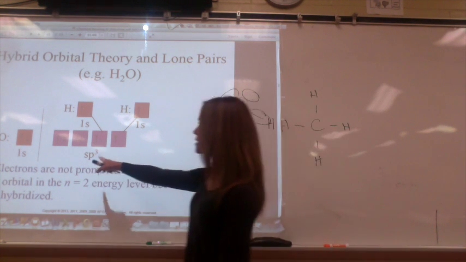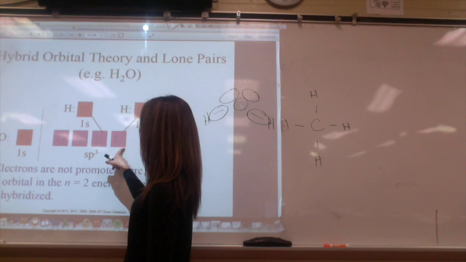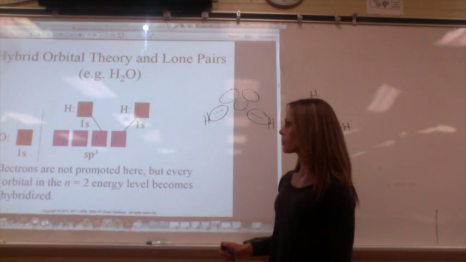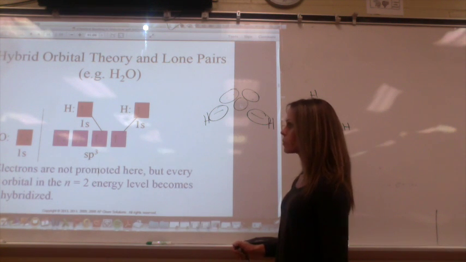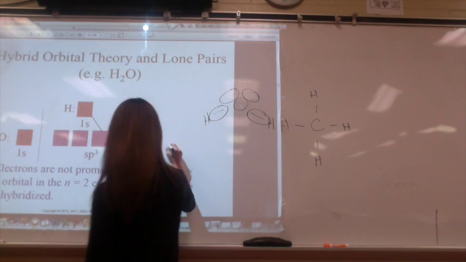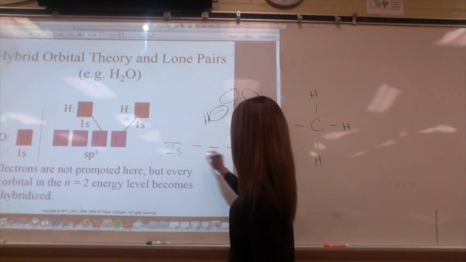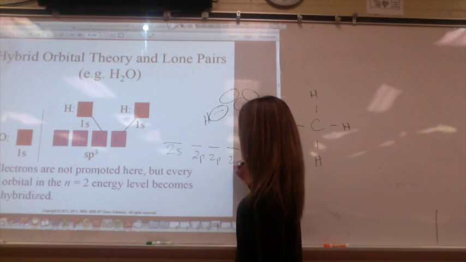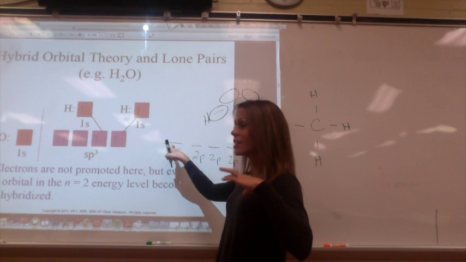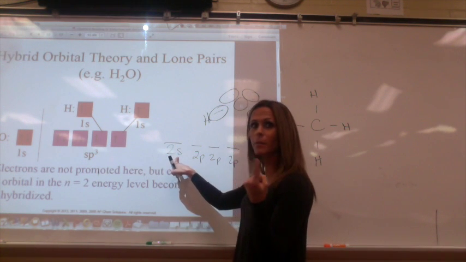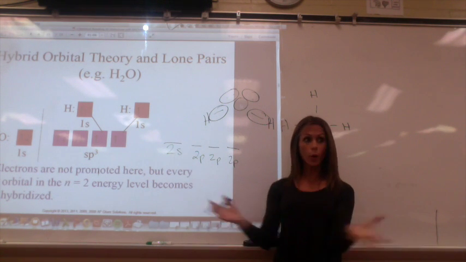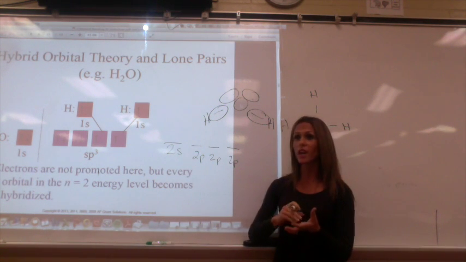So when we look at oxygen here, we had these orbitals originally open. The electrons are not promoted here, but every orbital in the n equals 2 energy level becomes hybridized. So all of these, the 2s, and then the 2p, 2p, 2p, there's 4 orbitals that all become hybridized. So I have 1 part s, and how many parts p? 3 of them. And they all morph to create an sp3 hybridized orbital.